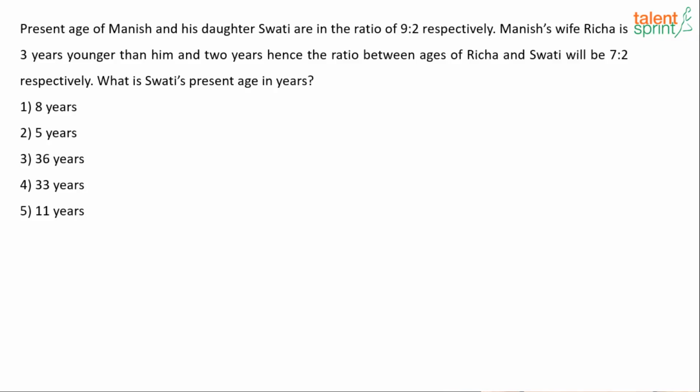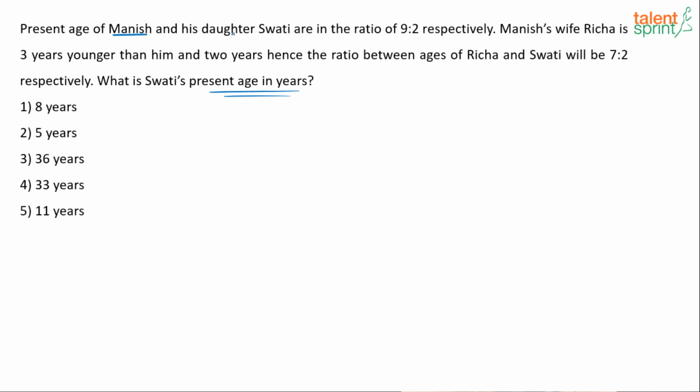Try this. Present ages of Manish and his daughter Swati are in the ratio of 9:2 respectively. Manish's wife Richa is 3 years younger than him, and 2 years hence the ratio between ages of Richa and Swati will be 7:2 respectively. What is Swati's present age in years? Don't try to write the equations. There are two conditions already given there. Try to check if there is an option which satisfies both those conditions.